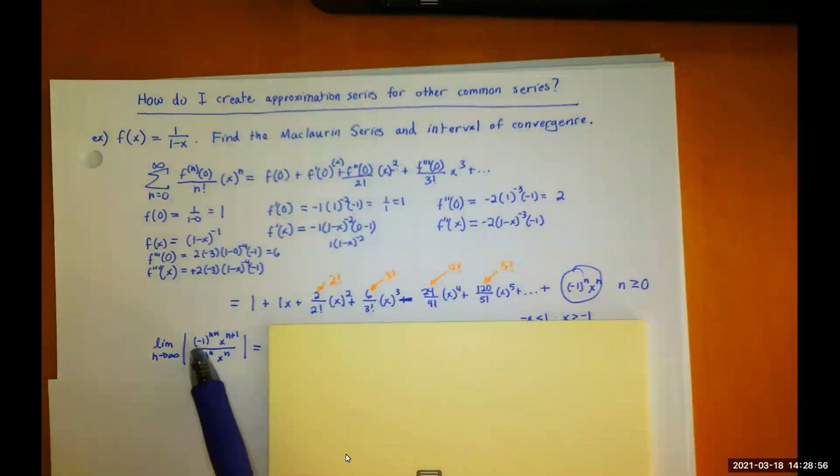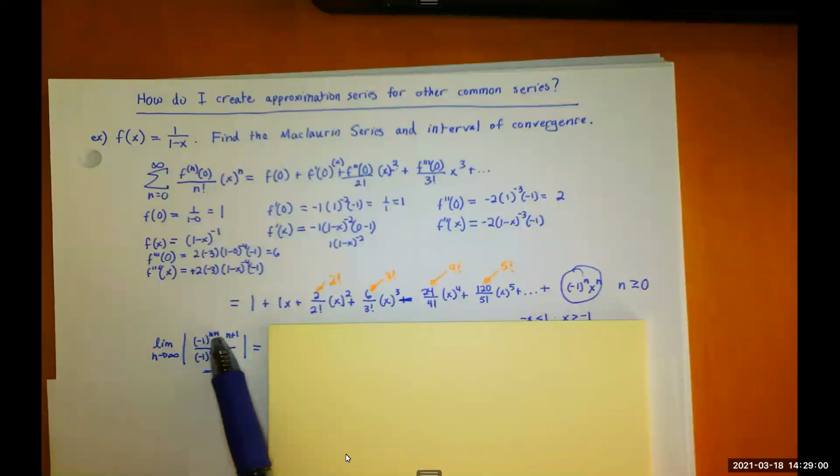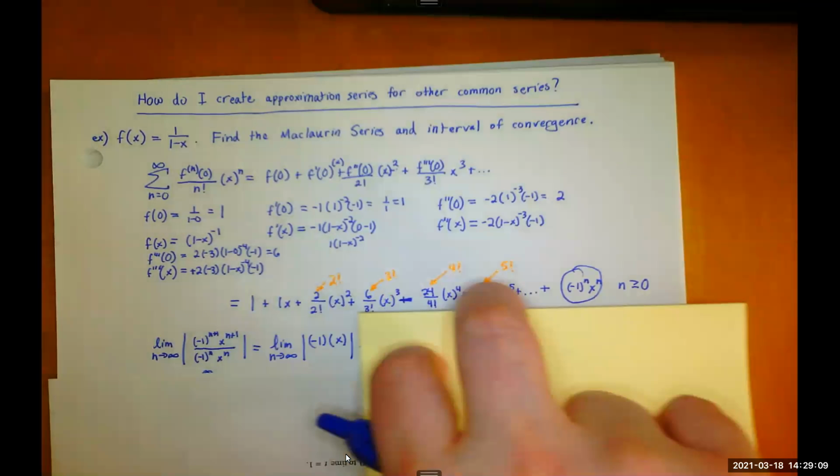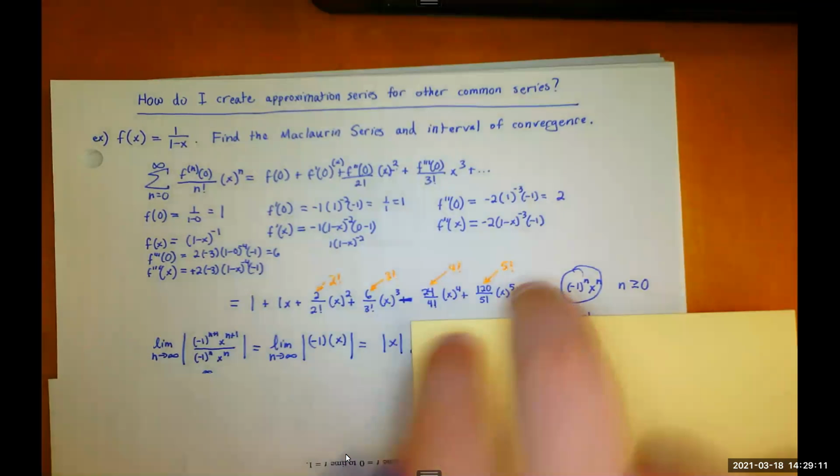The negative 1 to the n's, those make 1. So I have negative 1 to the first power in the numerator. The x to the nth powers, those also make 1. So I have x to the first power in the numerator, or I have the absolute value of x.